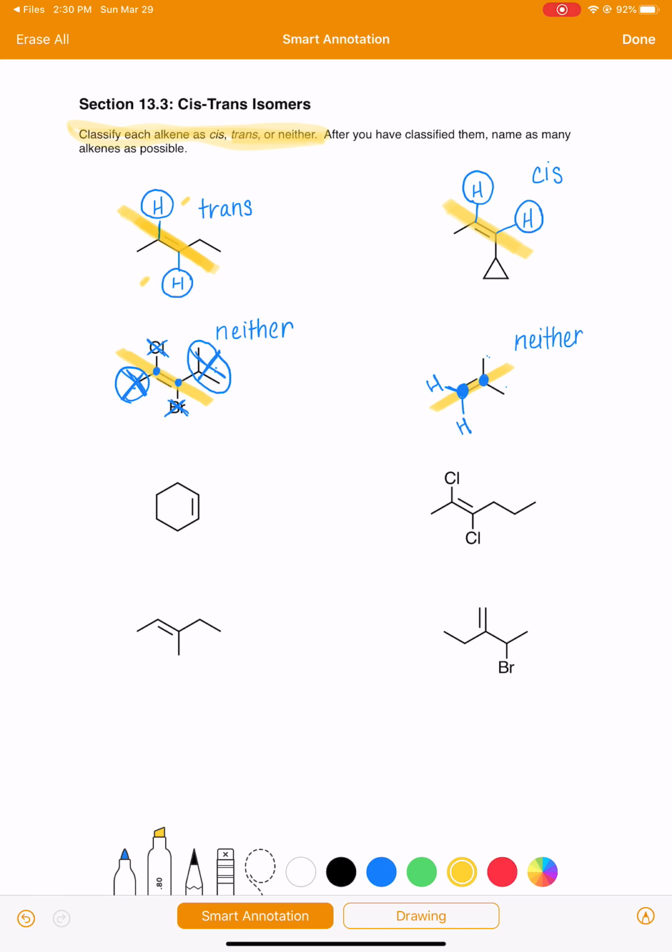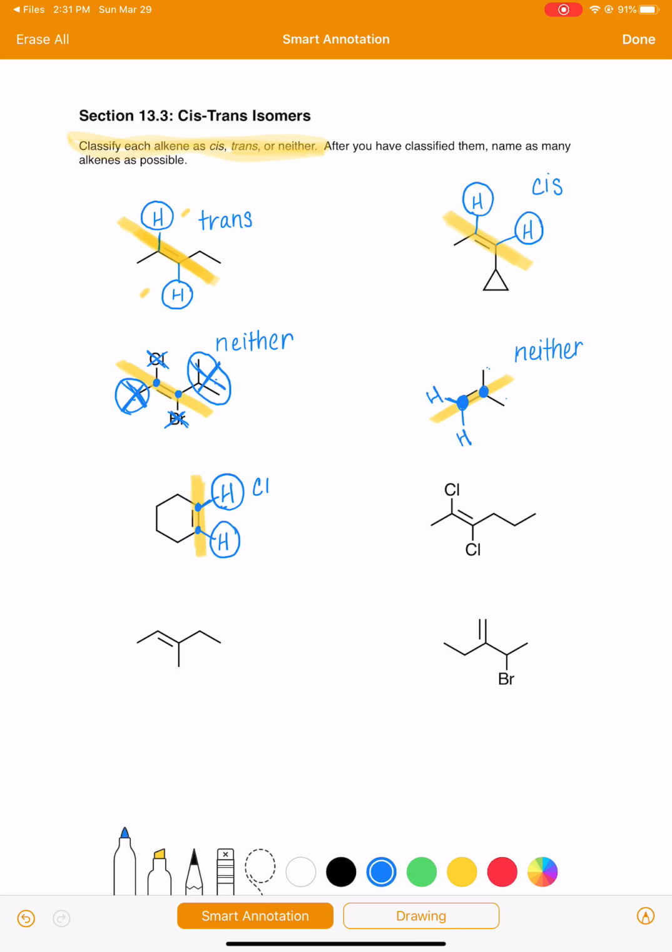Next example, draw a nice line through your double bond and add your hydrogens in. Whenever I have hydrogens, I like to try to use them for my comparison. This one, my top carbon has a hydrogen and my bottom carbon has a hydrogen, and both of those hydrogens are on the same side of the yellow line. That means they're on the same side of the bond, so this is cis.